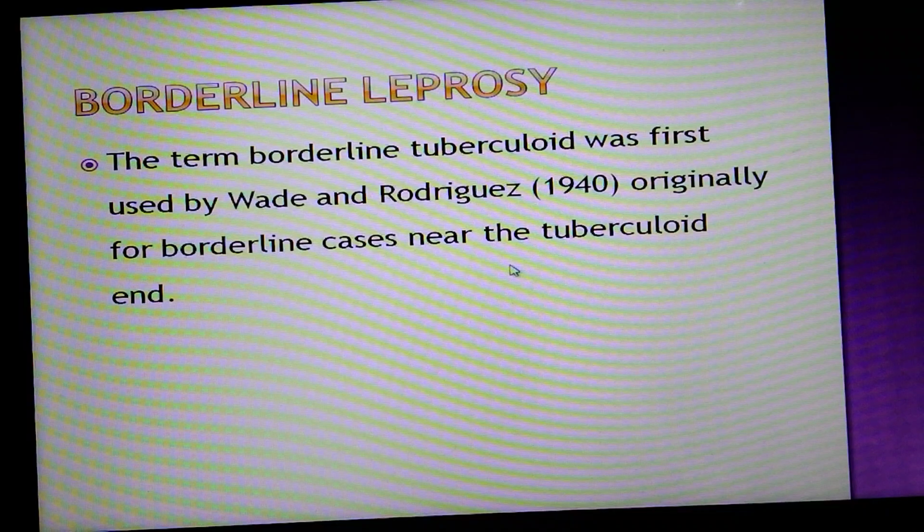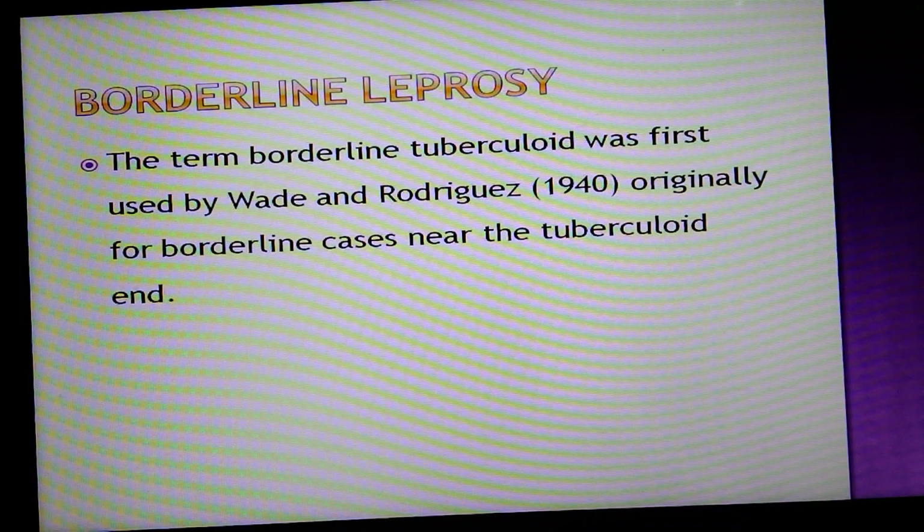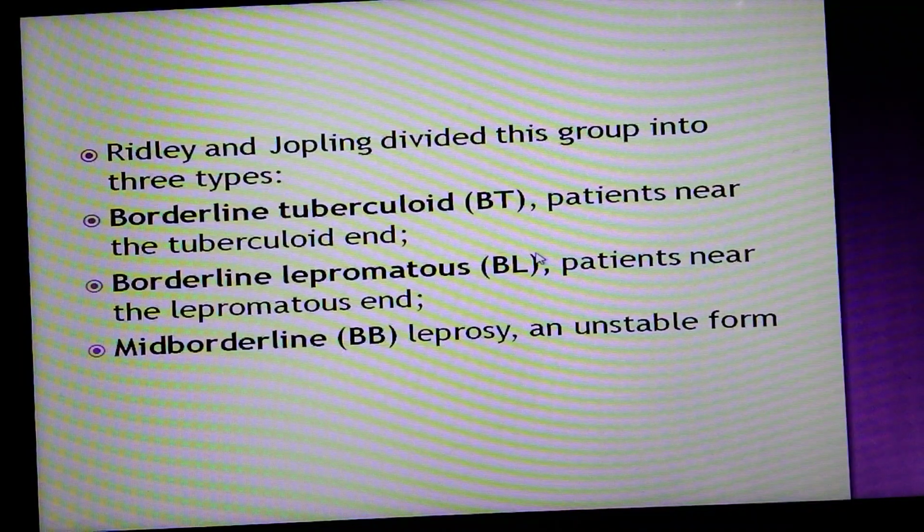Next, we'll study borderline leprosy. What is borderline leprosy? The term borderline tuberculoid was first used by the scientists Waite and Rodriguez in the year 1940, originally for borderline cases near the tuberculoid end.